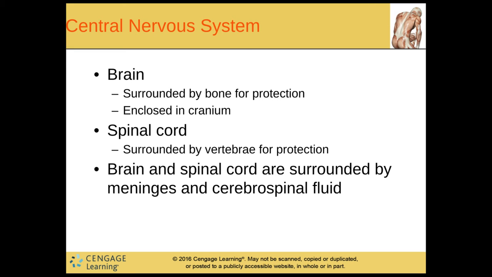Parts of the central nervous system, we have the brain, which is surrounded by bone, which is our skull, for protection. And it's enclosed in our cranium. And then we have our spinal cord, which is surrounded by our vertebrae for protection. So the brain and the spinal cord are surrounded by meninges and cerebrospinal fluid, and this is just more protection and kind of works as a conductor to the cerebrospinal fluid.